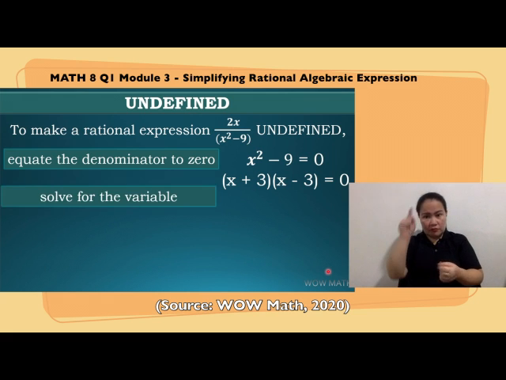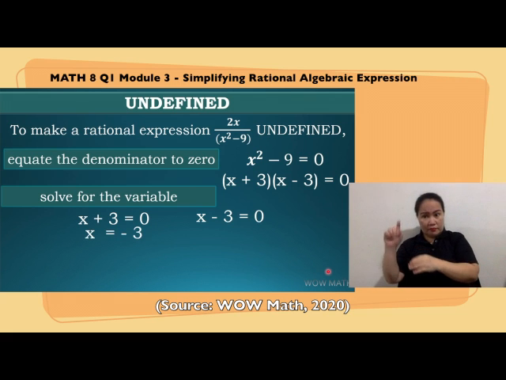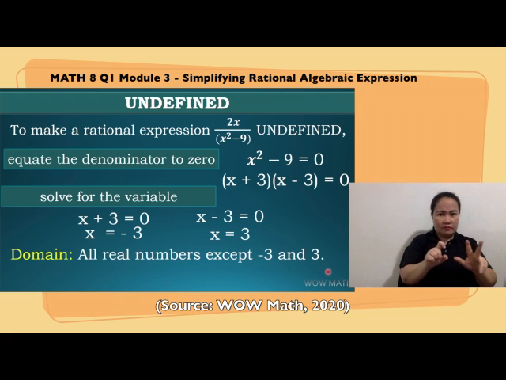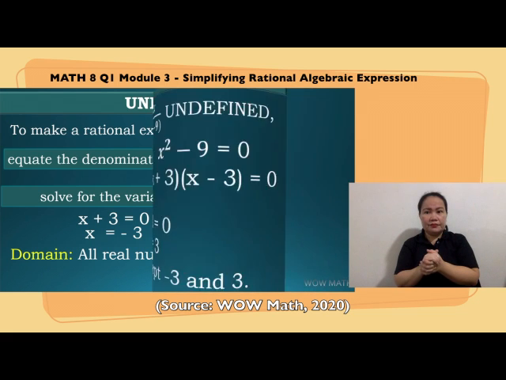Next step is we will solve for the variable. So first is x plus 3 is equal to 0 and x minus 3 is equal to 0. So we will have x is equal to negative 3 and x is equal to positive 3. So our domain will be all real numbers except negative 3 and positive 3. So negative 3 and positive 3 are the restricted values of 2x all over x squared minus 9.